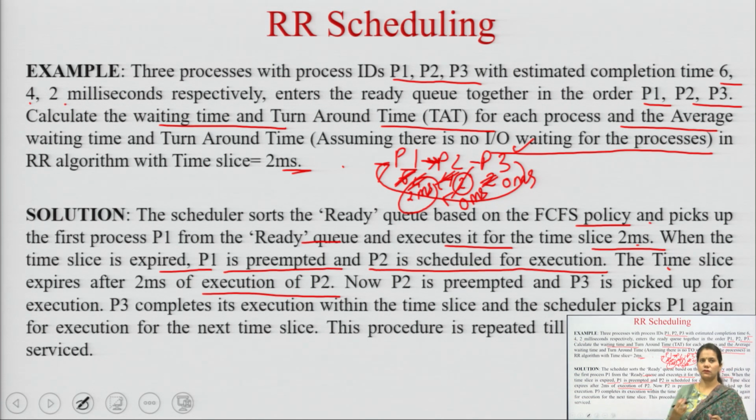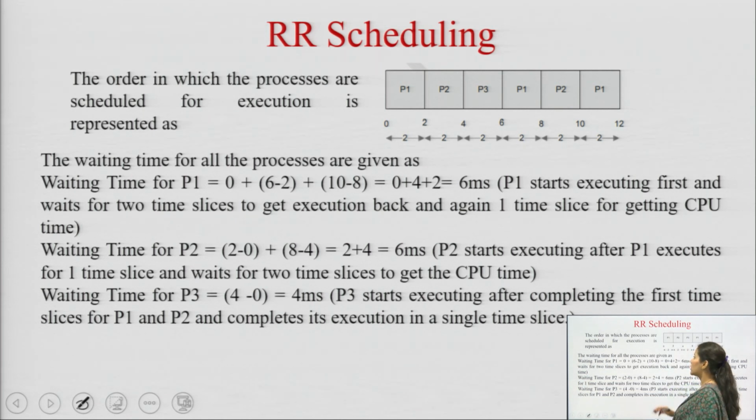Now, at last P1 will execute completely and in this way all the 3 tasks are executed one by one according to the time slice. So, this is what is happening in the RR scheduling. Now, after understanding this process, let us evaluate the execution time, average wait time, and hence we can find out the total turnaround time.